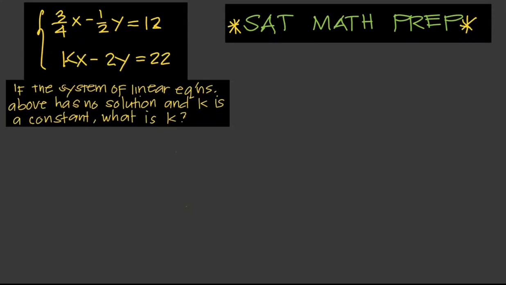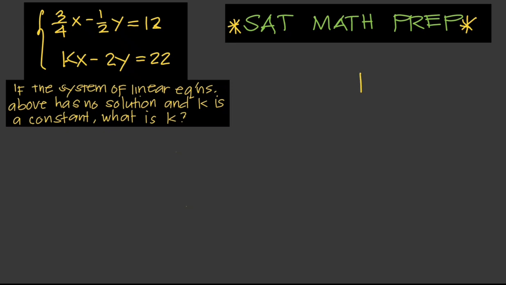We're given this problem, and the question is, if the system of linear equations above has no solution and k is a constant, what is the value of k? So we're given a system of linear equations. Graphically, a system of linear equations that has no solution indicates two parallel lines.